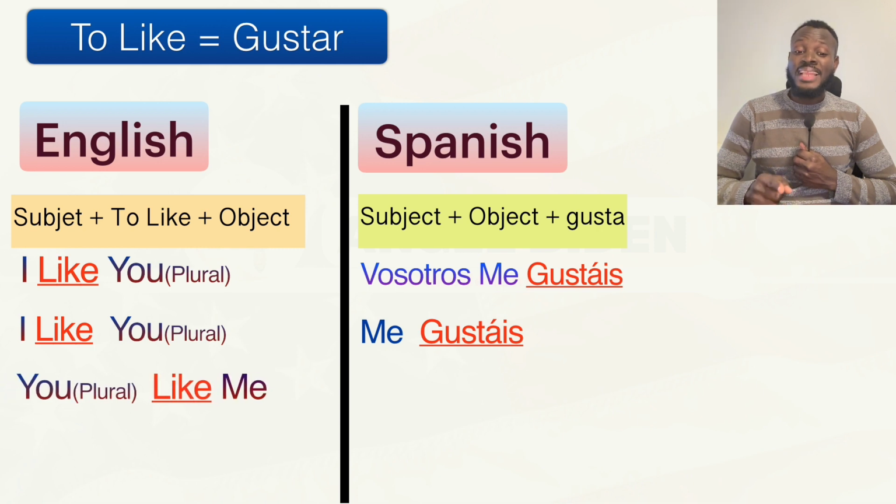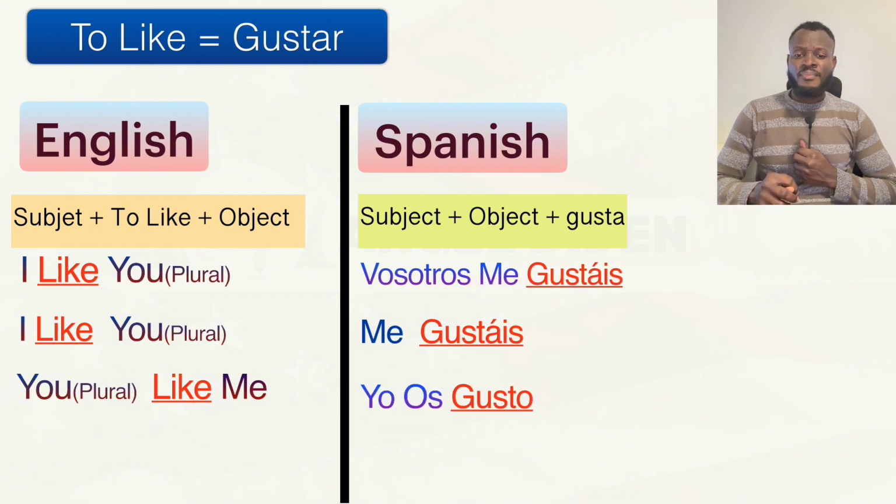Now we're just going to flip it to see how it is going to be. You like me. So it's going to be you plural. You like me. Yo os gusto. This form is not commonly used in Spanish. Probably in Spain they might use it, but in Latin America it's really rare to see this form. They don't really use it, but it is Spanish. Yo os gusto.